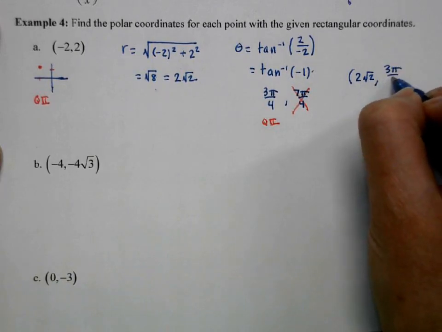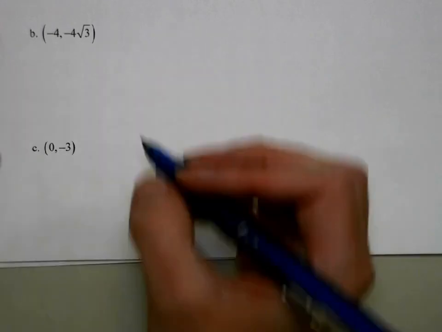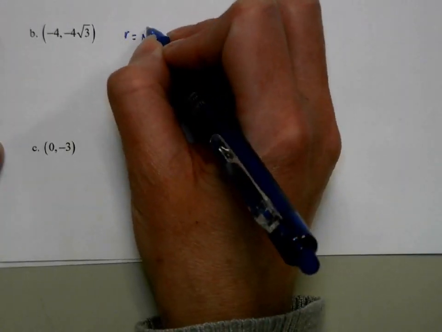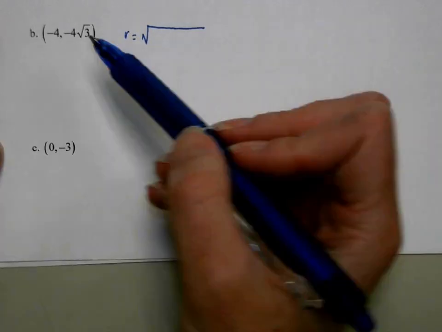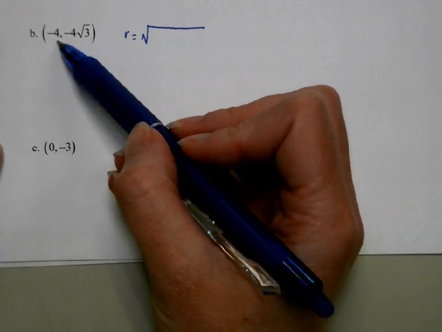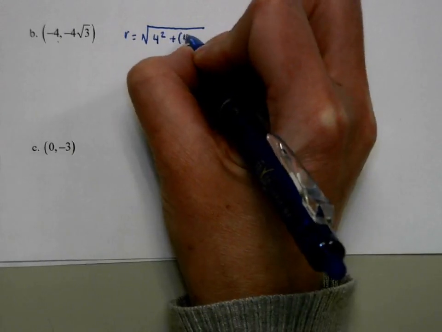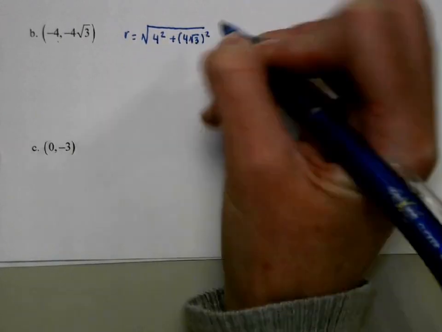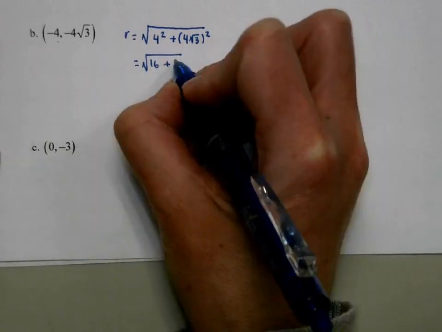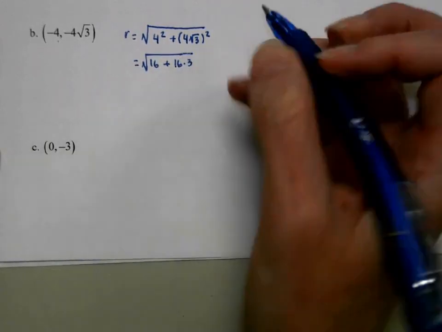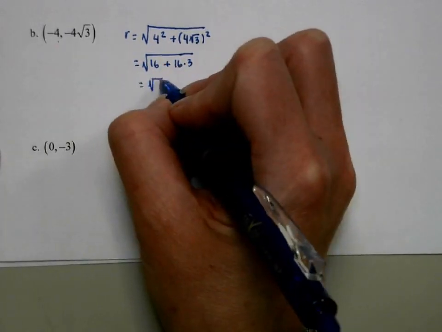Okay, let's do another one. Now I'm going to cheat a little bit here because it is x squared plus y squared, but if I square it, it's going to be positive. So even though this is negative, I'm just going to do 4 squared plus 4 root 3 squared, which is going to be 16 plus 16 times 3. 16 times 3 is 48, plus 16 is 64, which I would absolutely simplify, because that's just 8.